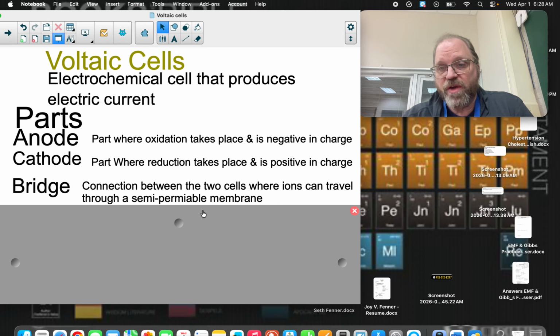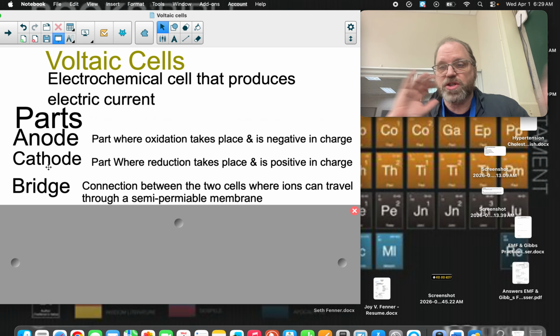Now, let me help you out with a few things. I've got a strange brain, but this is the way it works for me. Let's look at the word oxidation. Remember the vowels: A, E, I, O, U, and sometimes Y. Oxidation starts with a vowel. Anode starts with a vowel. So that's an association for you. Likewise, reduction, gaining electrons, starts with a consonant, so does cathode.